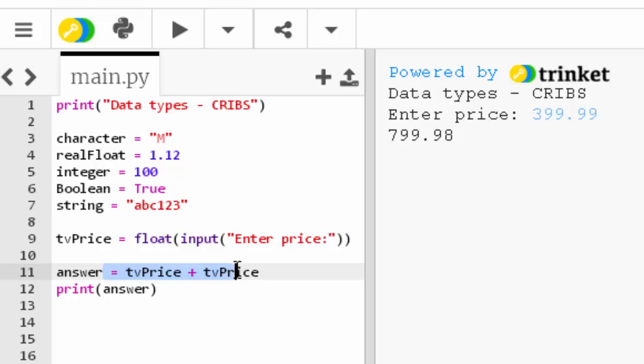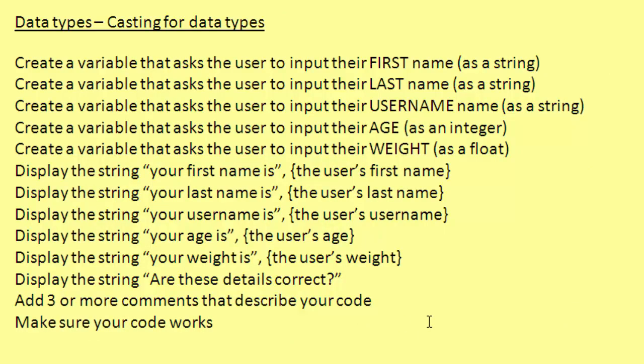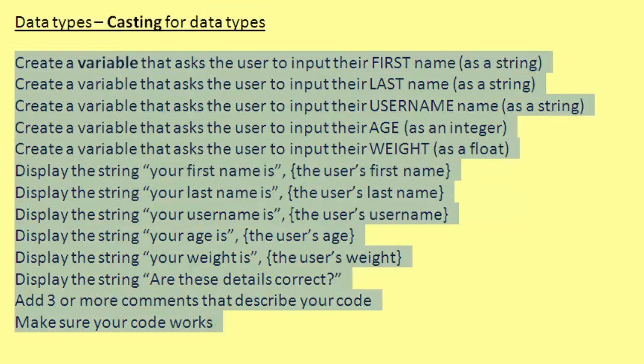Okay, so have a go at this particular task. Okay, so here's the task. It says data types, casting for data types. See if you can create a variable that asks the user to input their first name. If you don't know what a variable is, then you need to see my video on variables. And the first name has to be a string, so you are casting as a string.